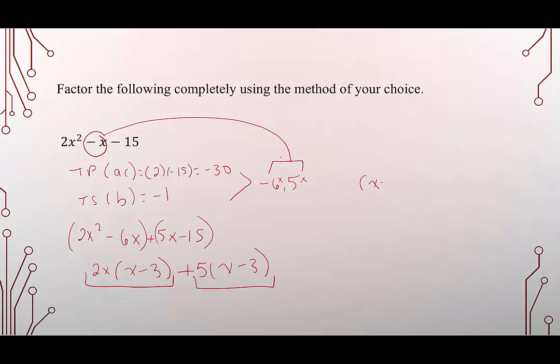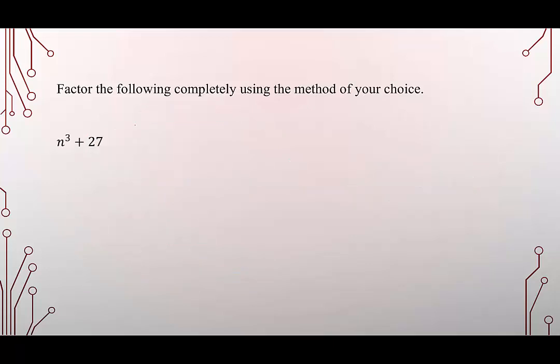They each have an x minus 3, and what's left behind from the first term, 2x. What's left behind from the second term, plus 5. So we would have x minus 3 times 2x plus 5 is what happens when we factor 2x squared minus x minus 15. A few more examples, you're doing great.